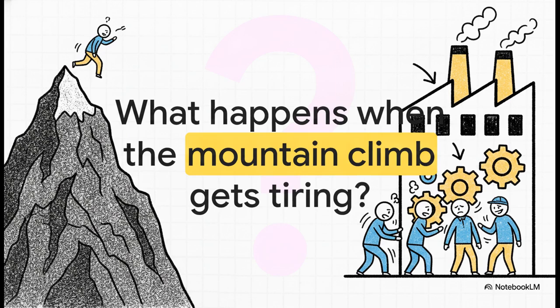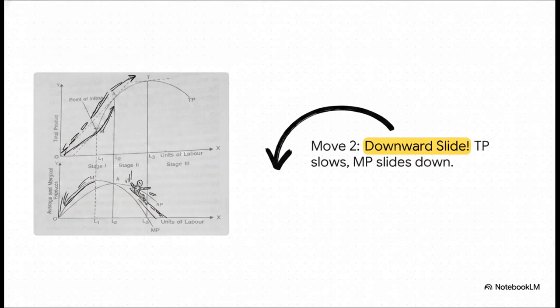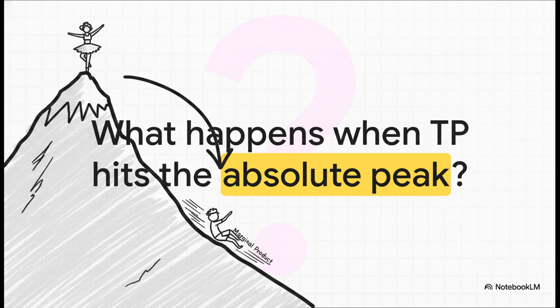But, well, what happens when we start running out of room in our fixed factory space? You can only add so many helpers before they literally start bumping elbows and getting in each other's way. And that brings us to move number 2, the downward slide. The TP mountain is still growing, sure, but it's slowing down. It's now increasing at a diminishing rate. Because those new helpers aren't adding as much extra speed as the first ones did, our marginal product dancer begins to slide right down from that peak at point M. The mountain is getting really steep now, and our extra output is dropping.